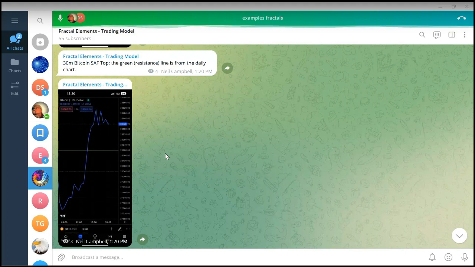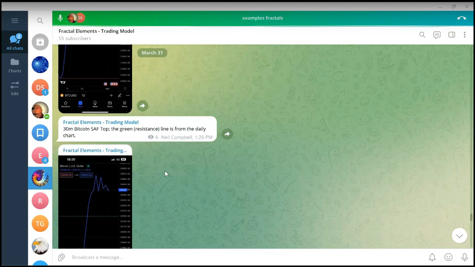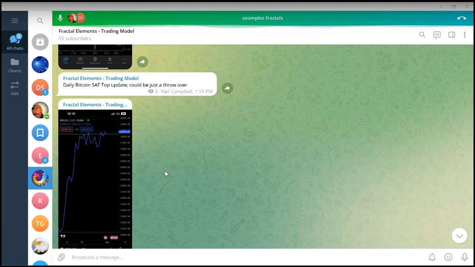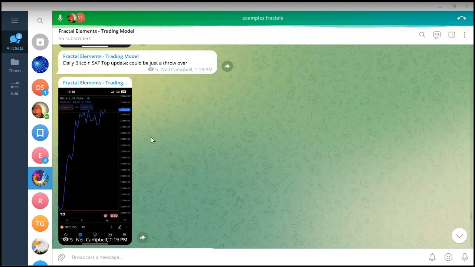Now, on this one here, he's got a Bitcoin top, and the fractal here is 1, 2, 3, 4, 5. That's not too clear. It's kind of quasi-similar. Let's find another, better one here. Okay, we got a good one. He has a Bitcoin top here on the update. Now, the top here, again, we're looking at a 7 up. 1, 2, 3, 4, 5, 6, 7.